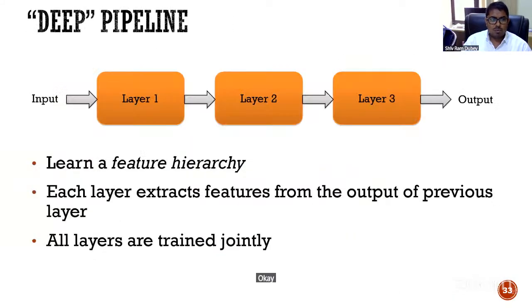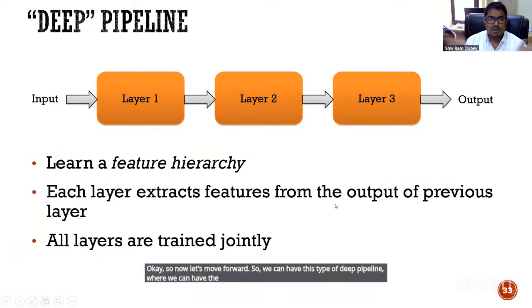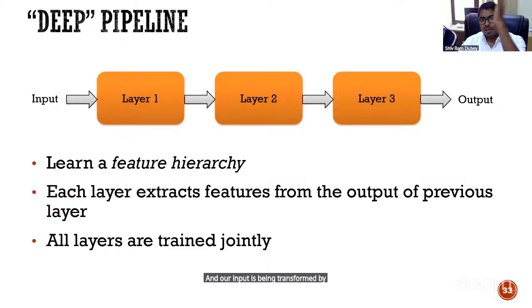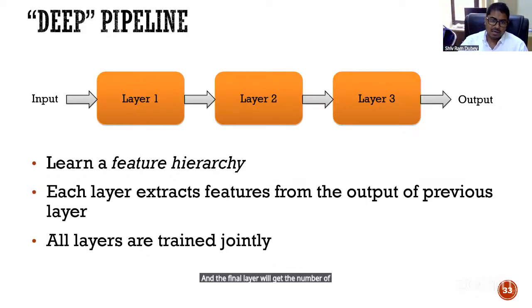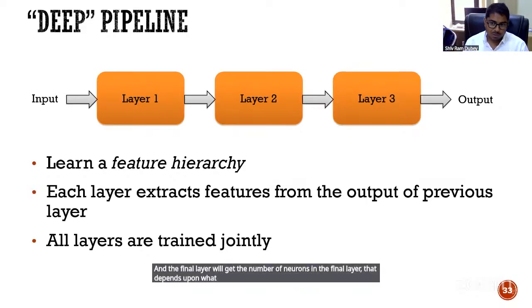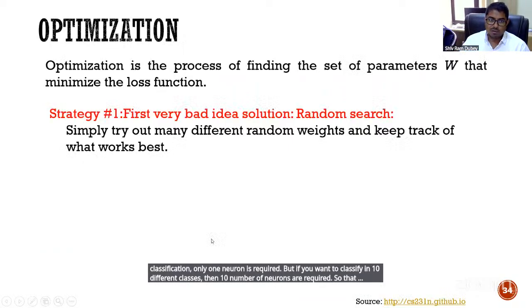Okay, so now let's move forward. We can have this type of deep pipeline where we have multiple layers, like these hidden layers, and our input is being transformed by hidden layer 1, then hidden layer 2, then hidden layer 3, like that. At the end, we have the final layer, and the number of neurons in the final layer depends upon what problem we are solving. Suppose if we are doing age prediction, only one neuron is required. If you want to do binary classification, only one neuron is required. But if you want to classify into 10 different classes, then 10 neurons are required. So that depends upon the problem that we are solving.